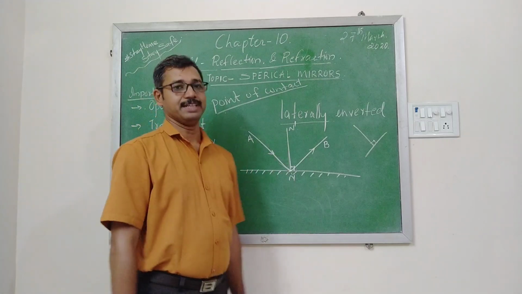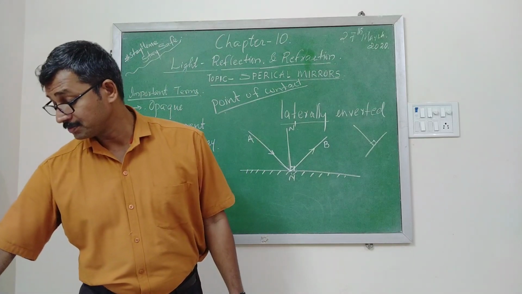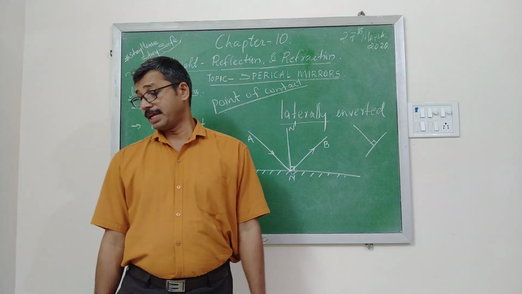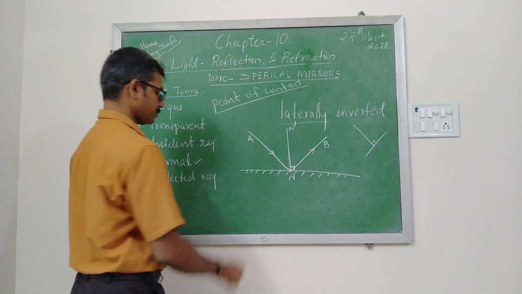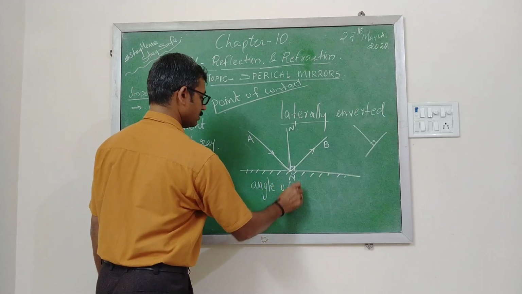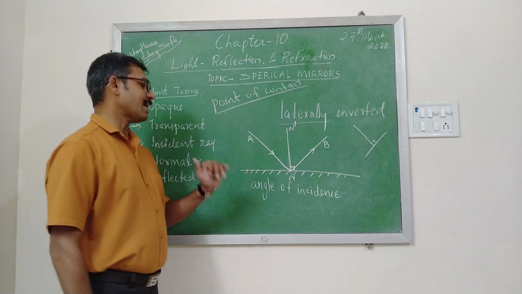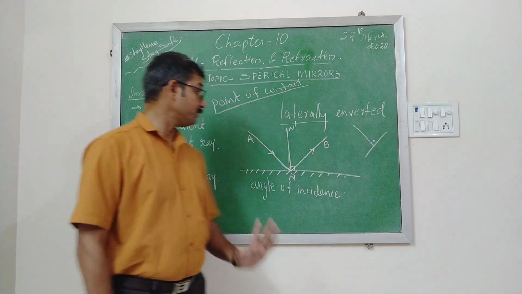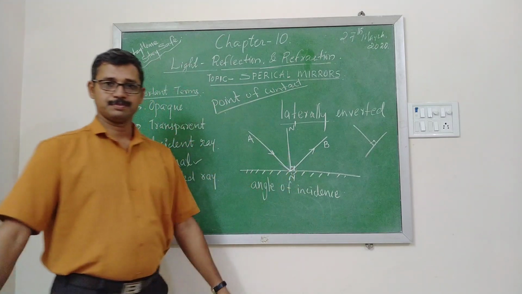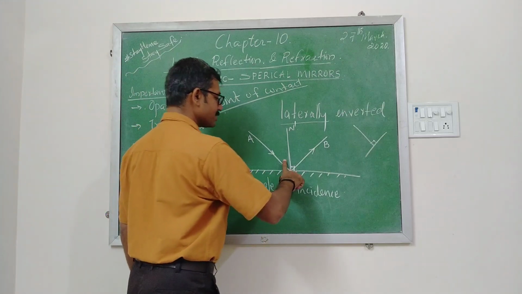Now again we studied here the incident angle and the reflected angle, that is, the angle of incidence. What is the angle of incidence? Take care. Here, how many angles are formed? Four angles are formed. Sometimes a mistake may be made here: which is the angle of incidence, whether this one or this one?